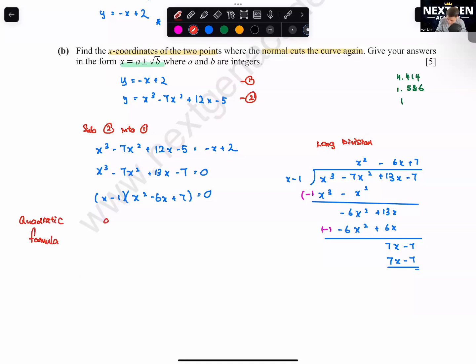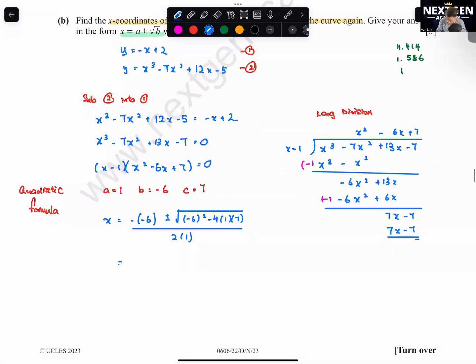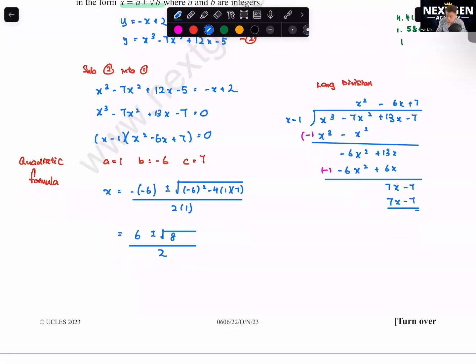Okay, what's your a, b, and c? a equals 1, b equals negative 6, c equals 7. So x equals negative b plus or minus the square root of b squared minus 4ac, over 2a. Simplify it. 6 plus or minus, let's see what you get in the bracket here: 6 squared minus 4 times 7, over 2. Show some sort of working. You can use your calculator, but at least show some working.